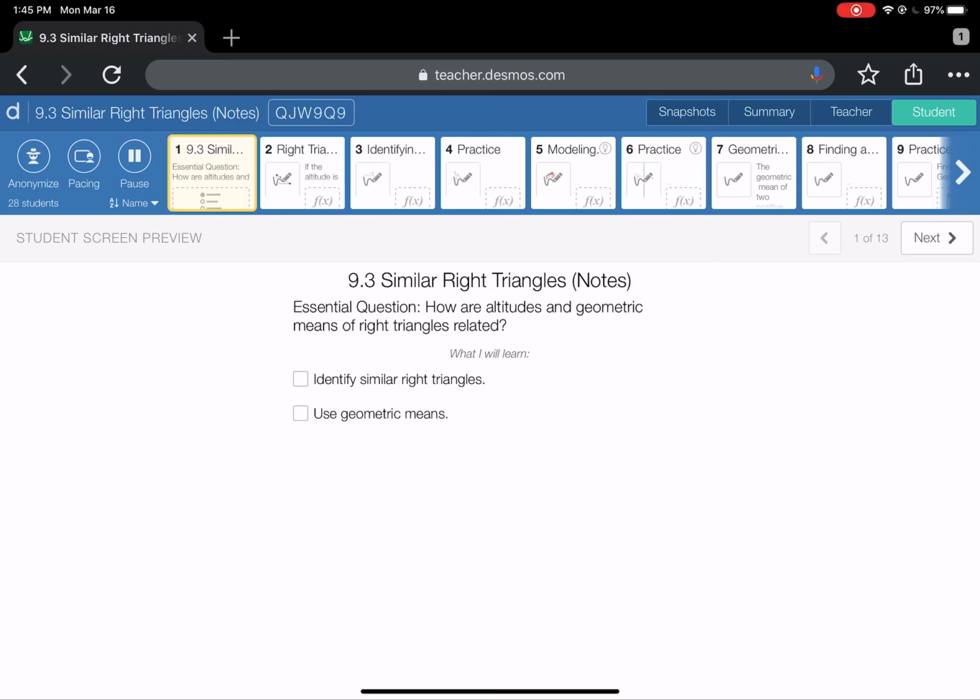The essential question is, how are altitudes and geometric means of right triangles related? What you will learn is how to identify similar right triangles and use the geometric means.